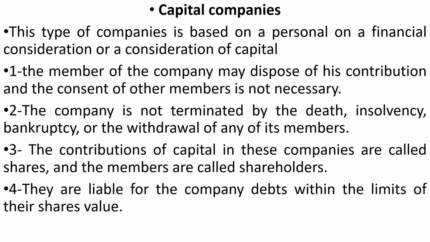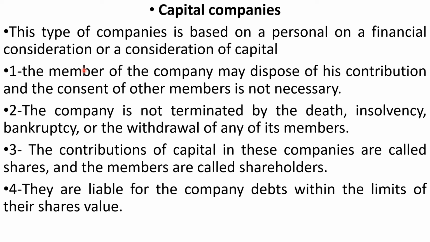Capital companies: there is a big difference between capital companies and persons. This kind of company depends on the financial contribution, not the person. The company disposes of his contribution, and any person can sell a part of his contribution without the consent of other members. And if death, insolvency, bankruptcy, or withdrawal happens, the company is not terminated.